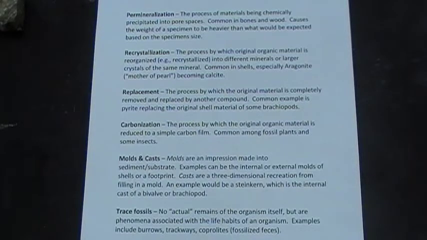So we start off with permineralization. This is simply the filling in of pore space. We have water moving through the area, and dissolved ions in it can be precipitated out into our pore space. This is relatively common in bone and wood. Permineralization is probably one of the fossilization types you would most commonly think of, especially if you've ever been to a museum or seen a fossil wood display.